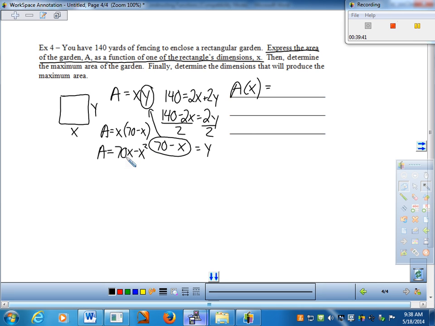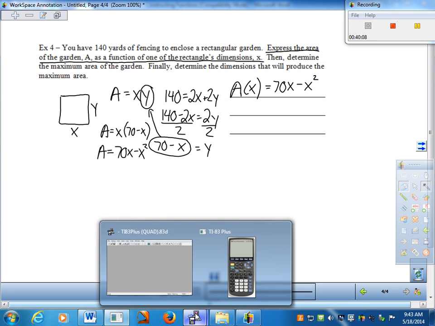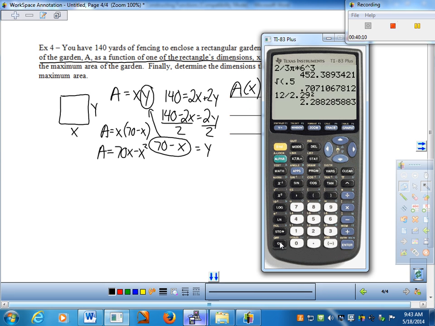And actually, quite frankly, I could probably put that in standard form as well, but I'm going to leave it as it is. 70x minus x squared. There you go. Area in terms of only x. Perfect. Our job obviously is to maximize that area. So as x changes, the area changes. And there is an optimal way to construct this rectangle, of course, that will maximize its area. So let's go see what that is.